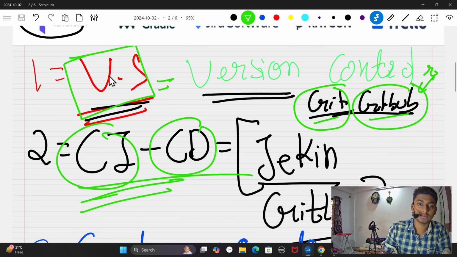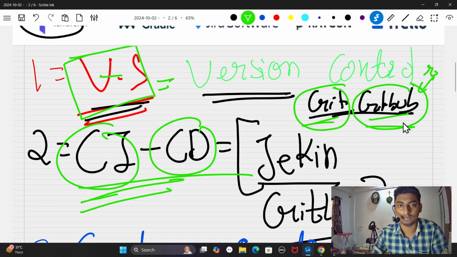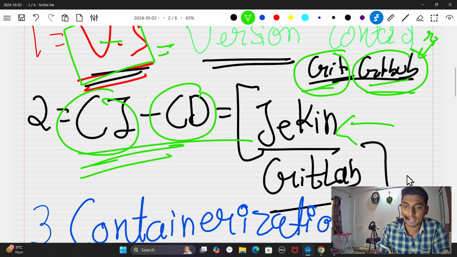So the first thing is version control. It means Git and GitHub. You always know a developer develops the code and makes a repository in Git and GitHub. Second is the CI/CD pipeline with the help of Jenkins and GitLab.